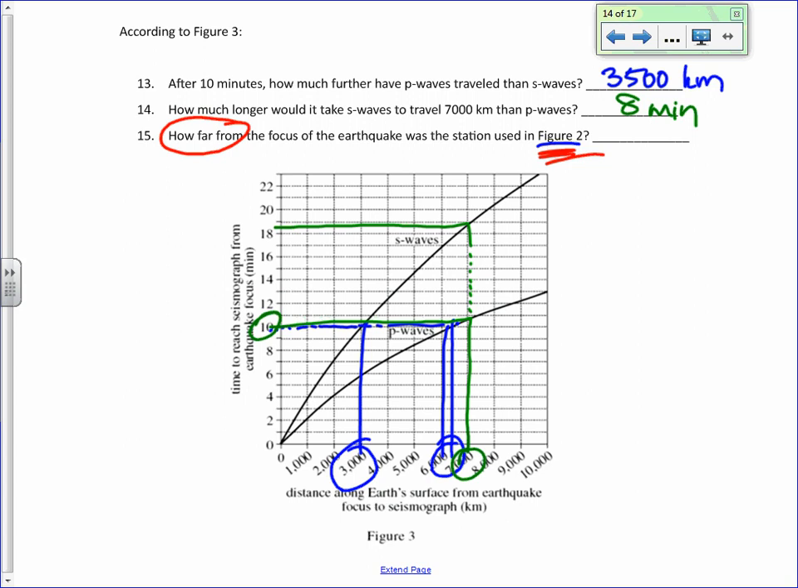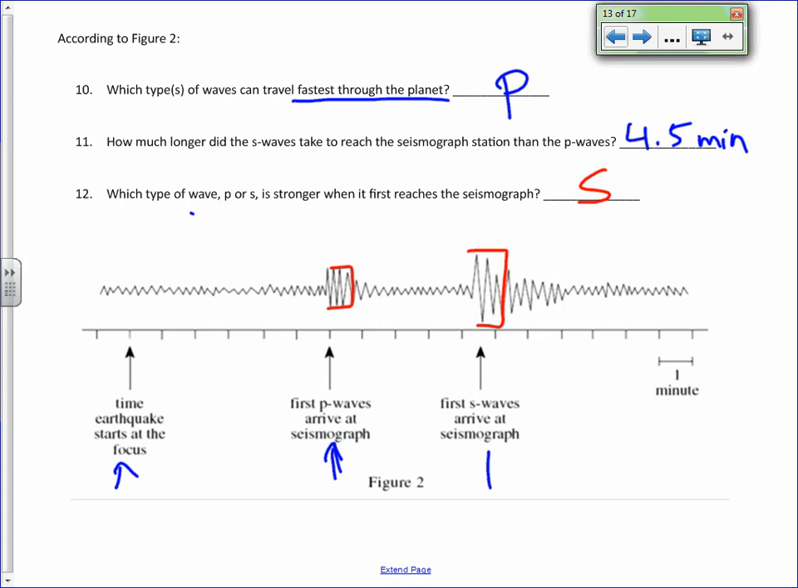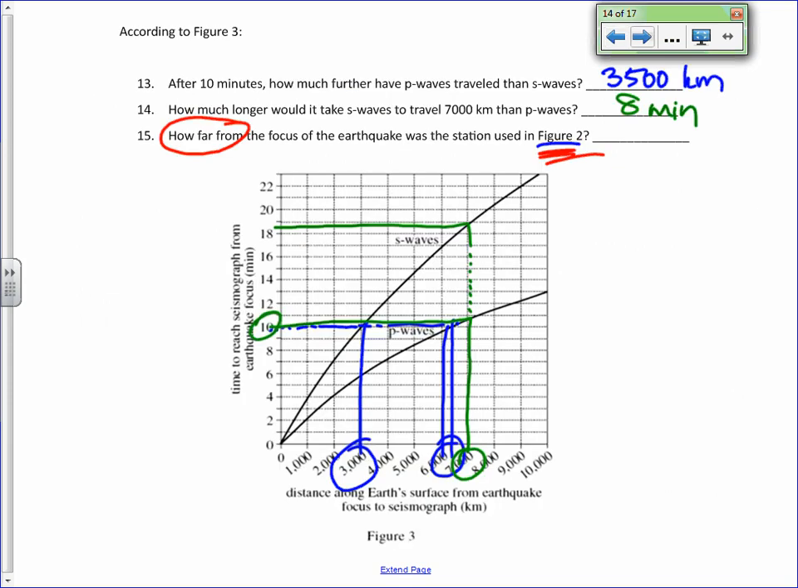So I looked at Figure 2, and I noticed the first wave was at 6 minutes. Then I went to 6 minutes on Figure 3, and I noticed it was around 3,000, because it was P waves that hit first. So my answer is 3,000. Great. So in order to kilometers, good.